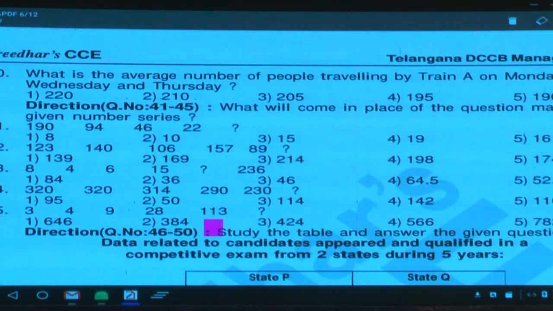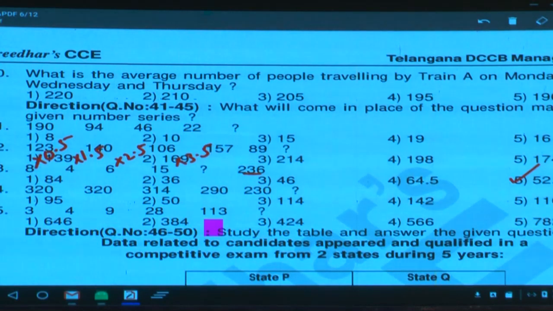Then question number 43, 8, 4, 6. Starting with 8 and ending with 236, as the numbers are increasing at a very fast rate, how to opt for this one? 8 and 4 can be written as 8 into 0.5 is 4. 4 into 1.5 is 6. Into 0.5, into 1.5, next one into 2.5. And next one is how much? Into 3.5. 15 into 3.5 is how much? 45 plus 7.5, that is 52.5, choice 5.